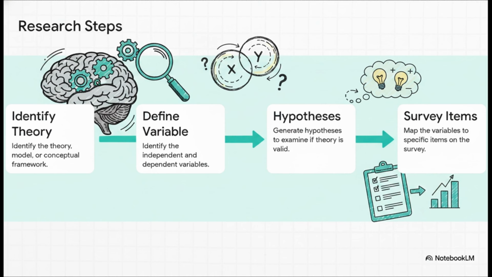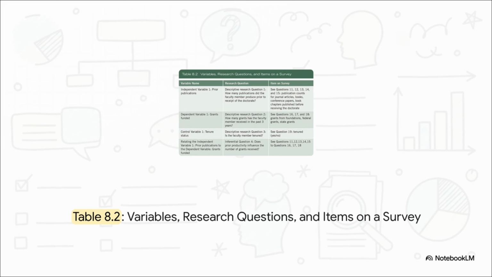It's a clear pipeline. You start by identifying the underlying theory. From there, you define your specific variables. Once you've got those, you generate hypotheses, those tentative, testable predictions about how those variables relate. And finally, you map those variables directly to the actual survey items you're going to write. Mapping variables to research questions and individual survey items is absolutely vital because it ensures nothing is left to chance.